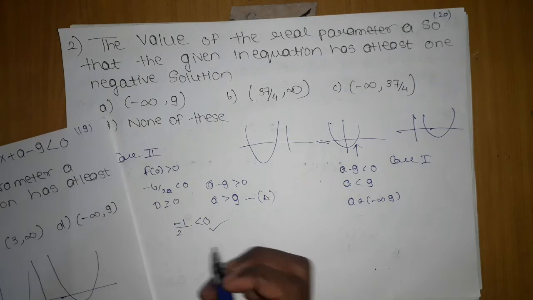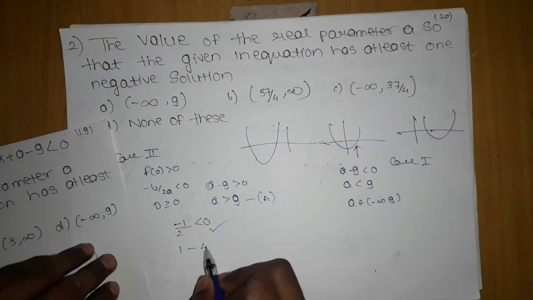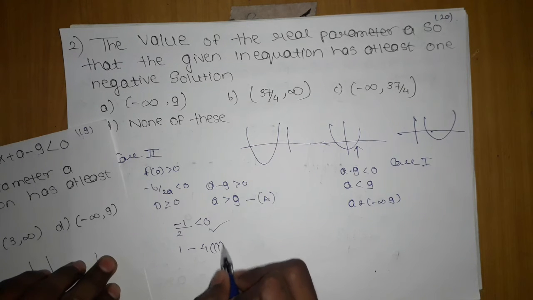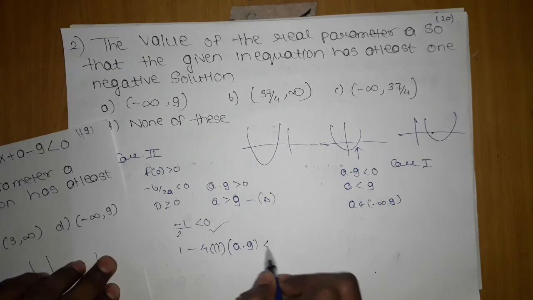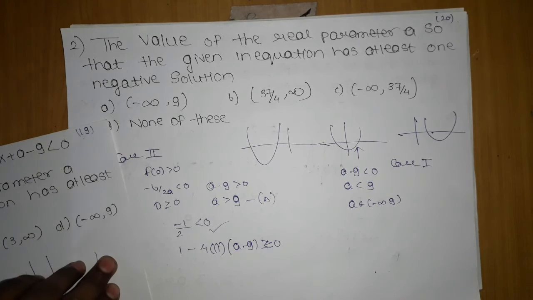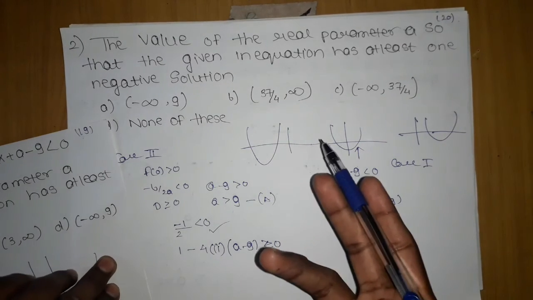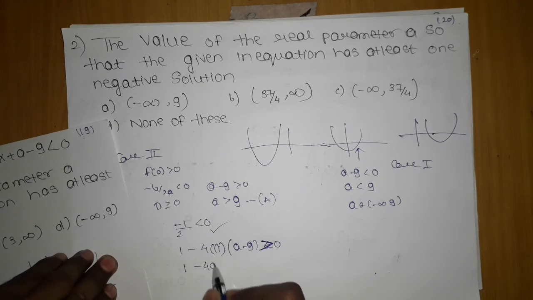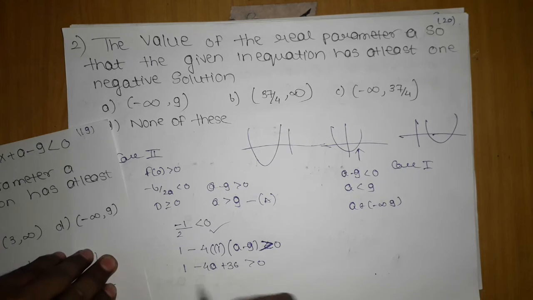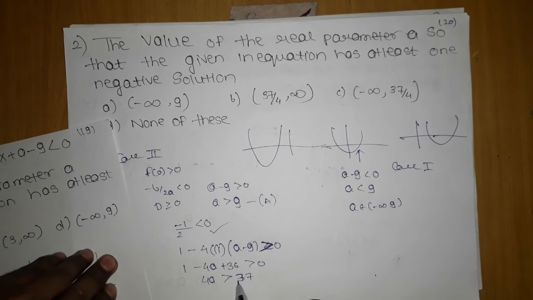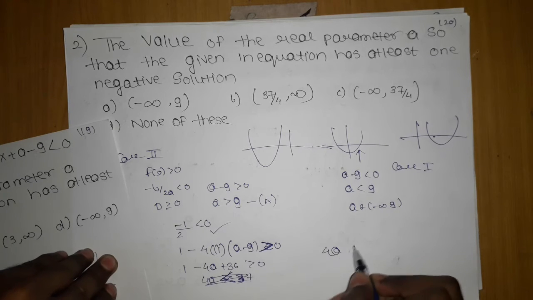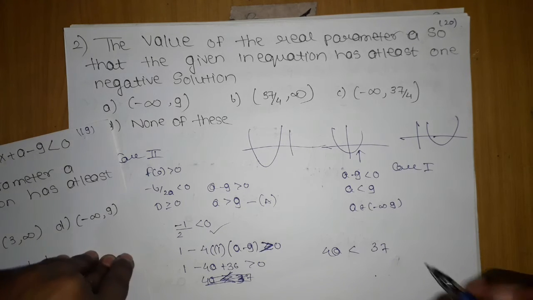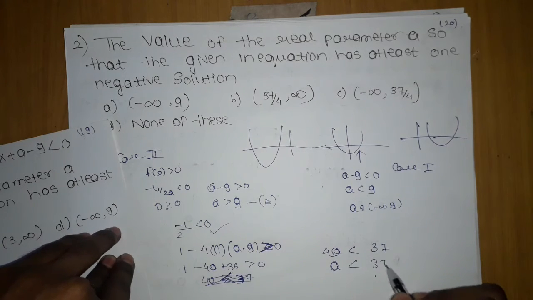Now let's check the D condition, which is 1 minus 4a into a minus 9, should be greater than or equal to 0. In this problem you see it is an open bracket, so let's go with this. 1 minus 4a plus 36 should be greater than 0. If I move that side, it will be greater than 37. Okay, wait, I'm making some silly mistake. It is 4a less than 37. Nothing big, just a silly mistake. Now here it is 37 by 4.